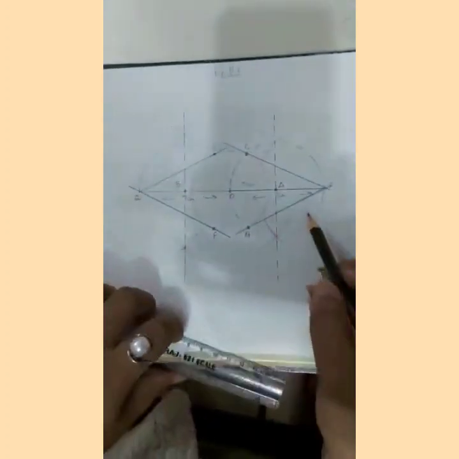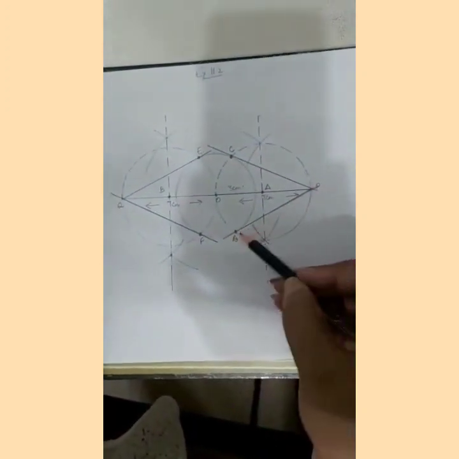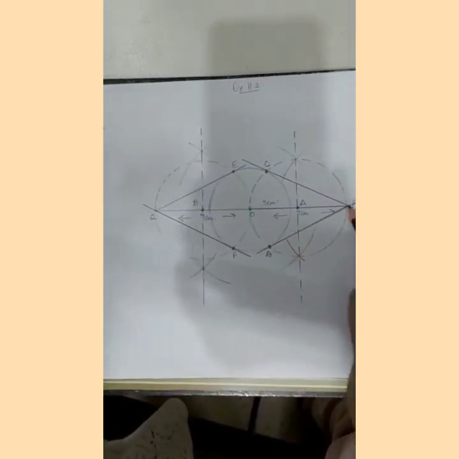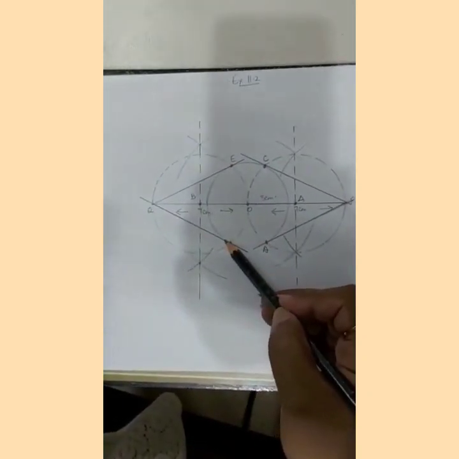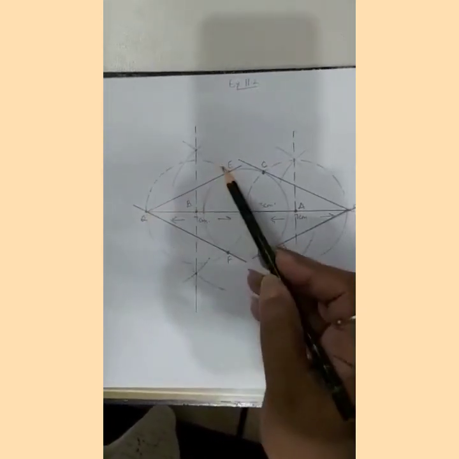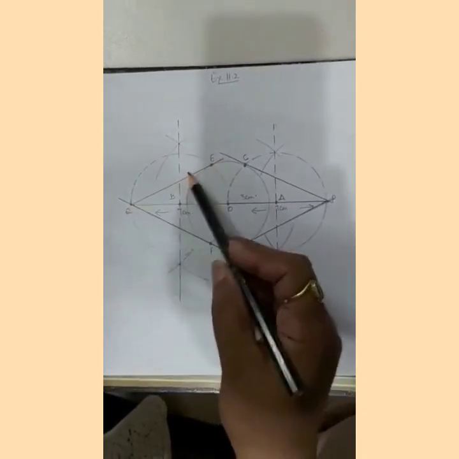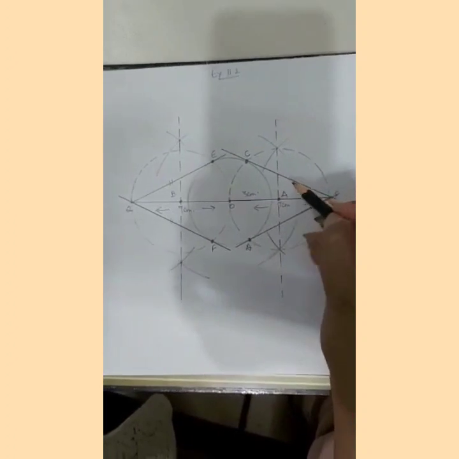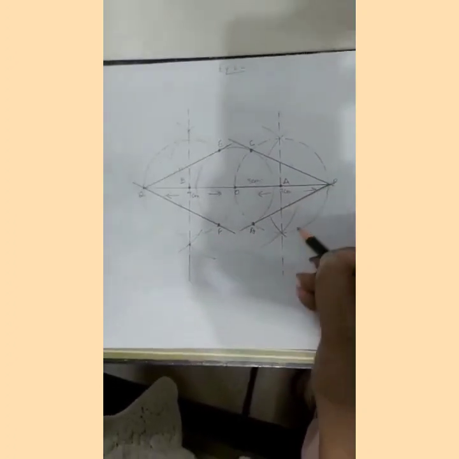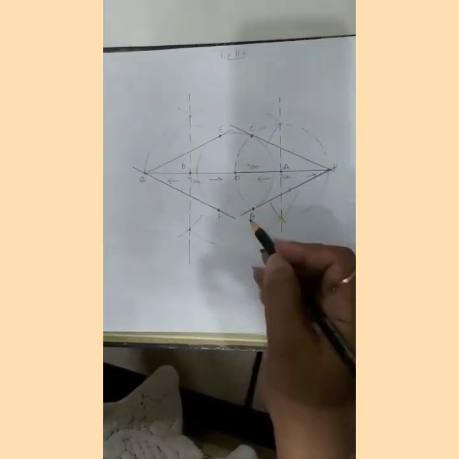So these are the tangents. PC and PD are the tangents from the point P. QE and QF are the tangents from the point Q, and their lengths will be equal. QE will be equal to QF and PC will be equal to PD, because these are the tangents from the same external point.